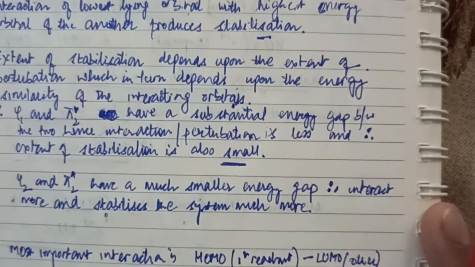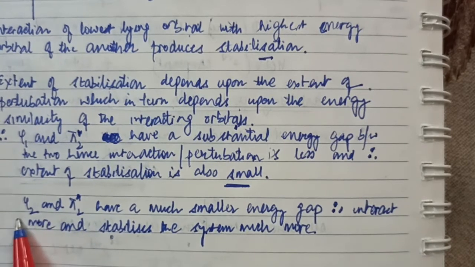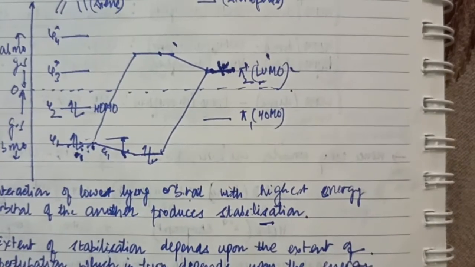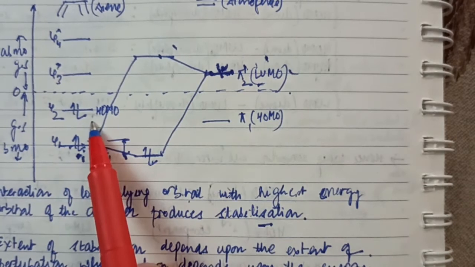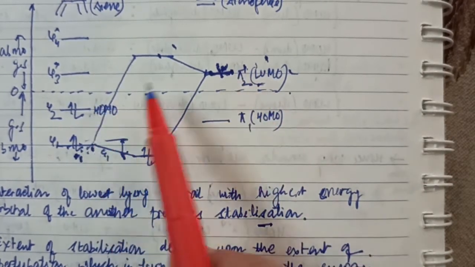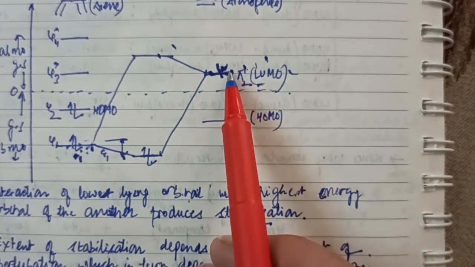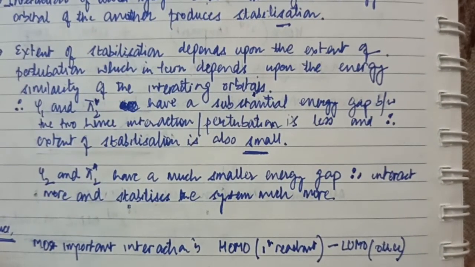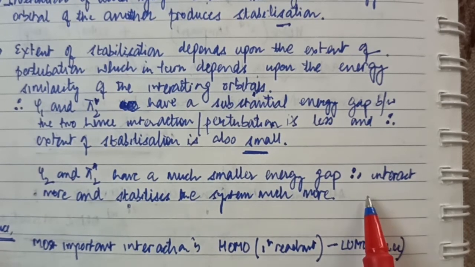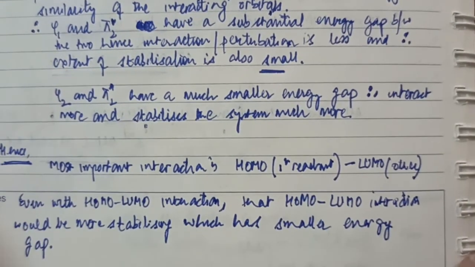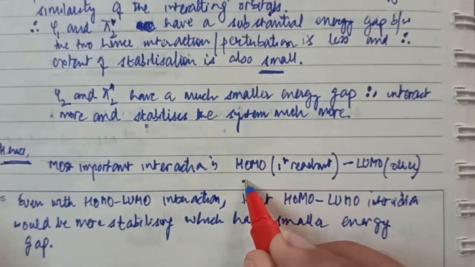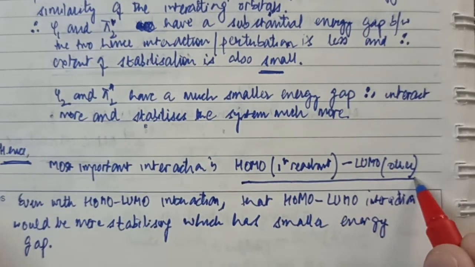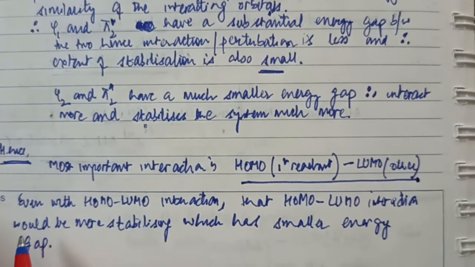On the contrary, if you have, let's say, psi 2 and pi 2 star, these being actually the HOMO and the LUMO, HOMO of the diene with LUMO of the dienophile, the energy gap is the smallest. And since the energy gap is the smallest, we can say this interaction will bring greater stability to the system and hence is the one under consideration. Therefore, repeating again, the most important interaction is the HOMO of the reactant with the LUMO of the other reactant, and even, as I told you, among HOMO-LUMO interactions, the one that is more stabilizing is the one with the smaller energy gap.